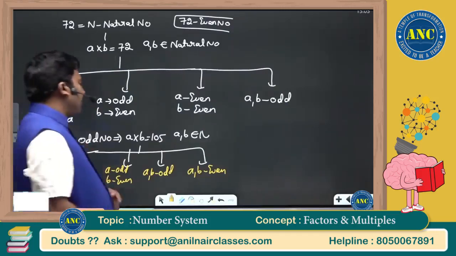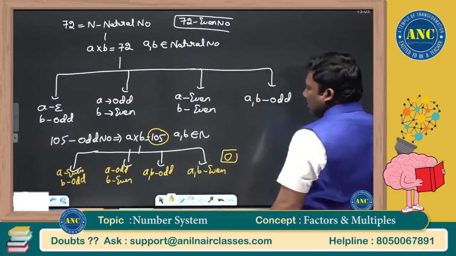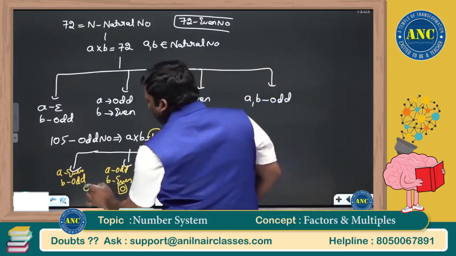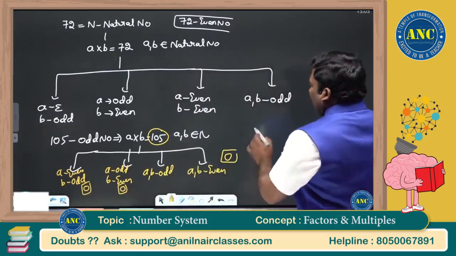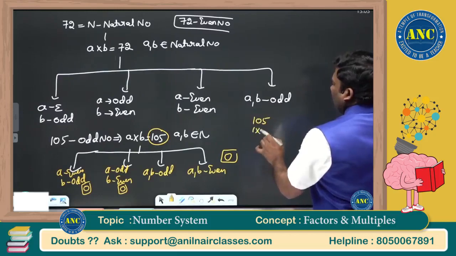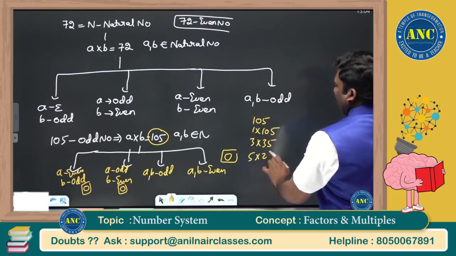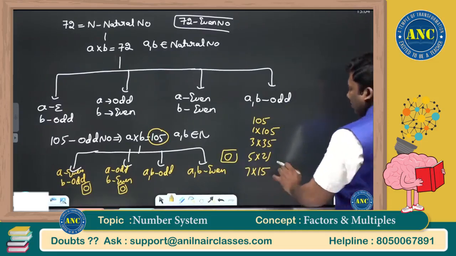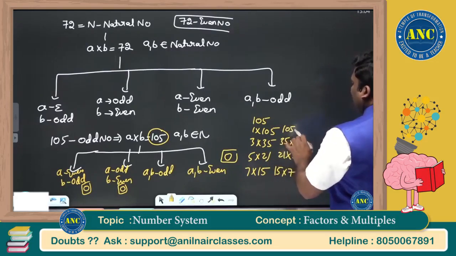Now see here. Listen carefully. 105, it is an odd number. Even into any number, it is even. How many ways? 1 into 105, 3 into 35, 5 into 21, 7 into 15. Are you all with me? Reverse case: 15 into 7, 21 into 5, 35 into 3, 105 into 1.